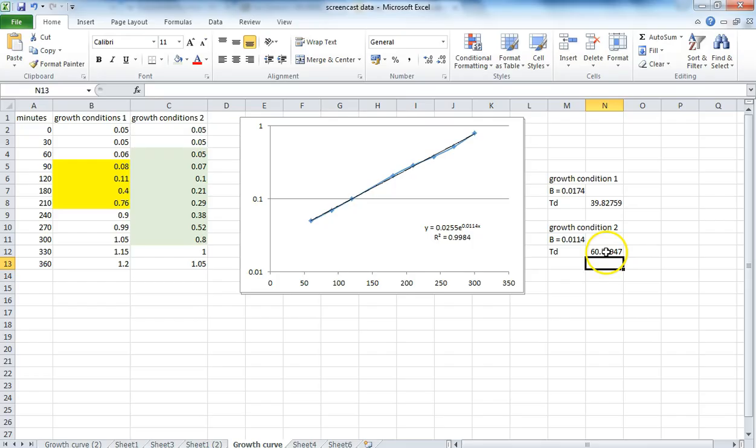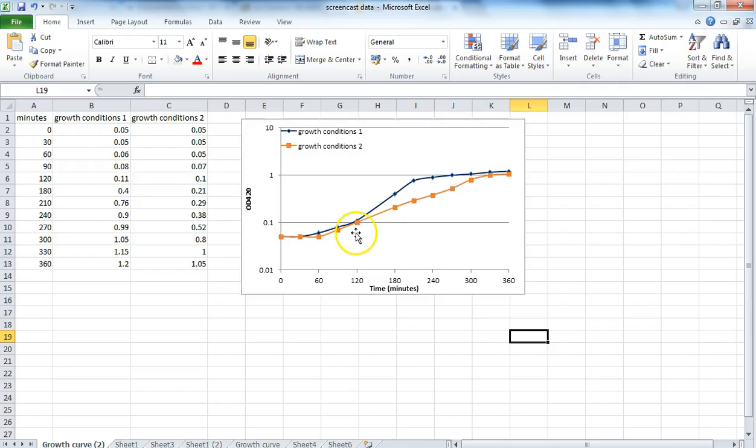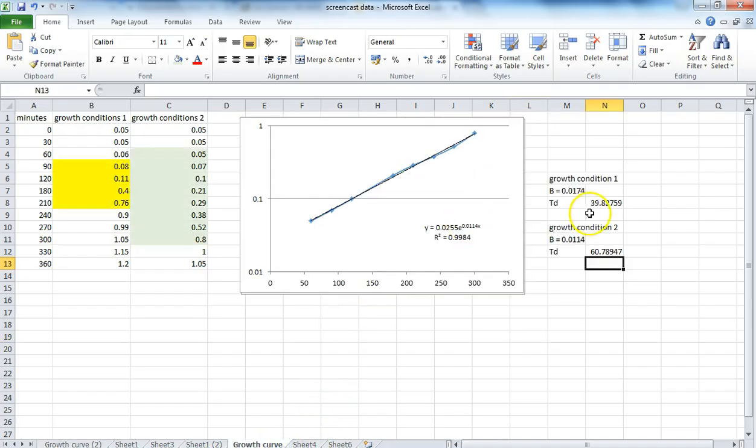And these are different. And if we go back to that first growth curve we had, that makes perfect sense, because growth condition 1 has a much shorter log phase, but it's growing much quicker, so it gets to the point where it's run out of nutrients much quicker because it's growing faster. And that's the one we saw with the faster doubling time, where growth condition 2 is doing a much more slow and steady growth and is doubling over a longer period of time, and we see that reflected in our TDs.